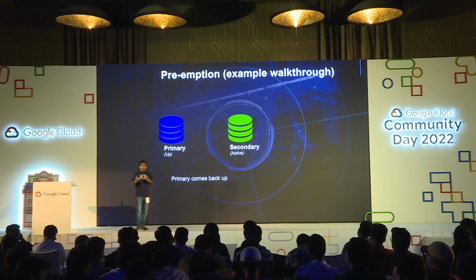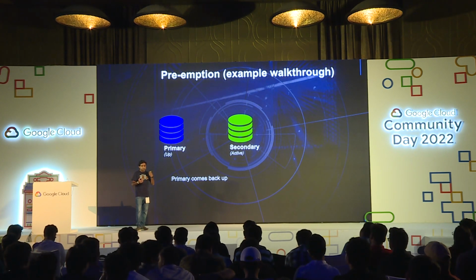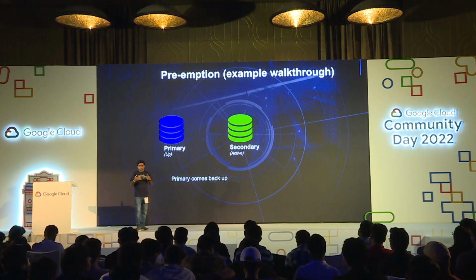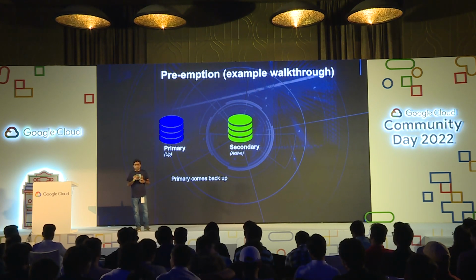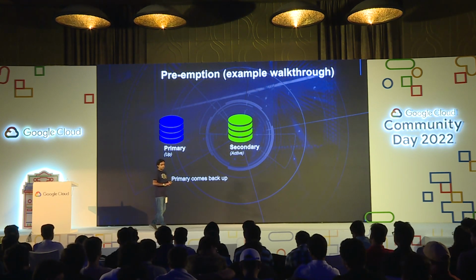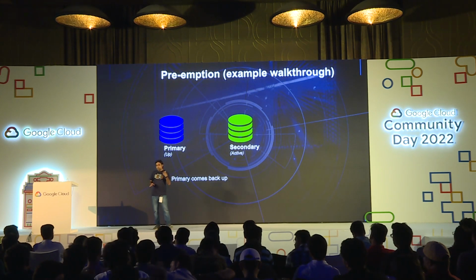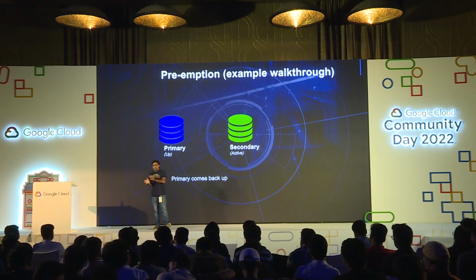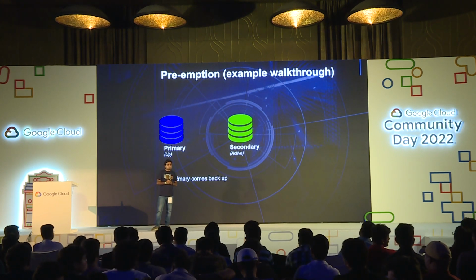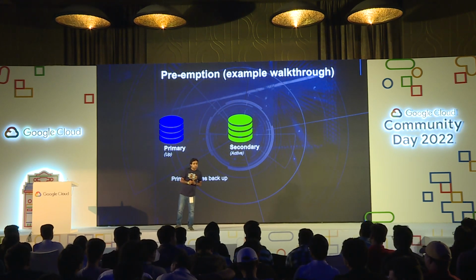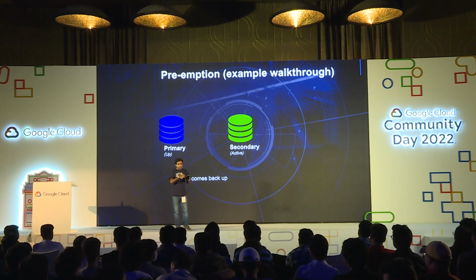Assume after some time the primary is back up, right? It has recovered from that error state and the primary is back up. So what should happen in a normal HA scenario? Assume there is no preemption. So now the primary has come up and now the secondary is active. What should happen now? In a normal scenario?